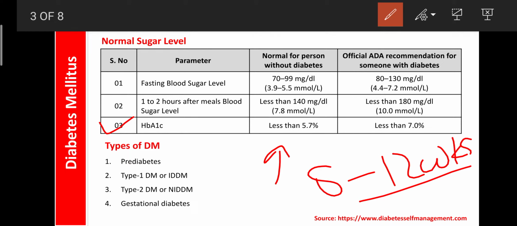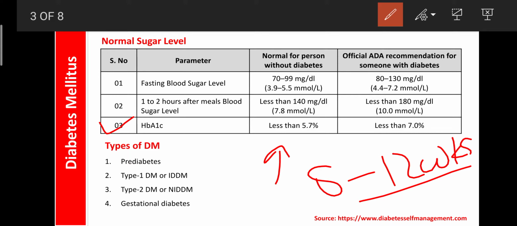In a normal person it should be less than 5.7%. If the HbA1c percent is normal, less than 5.7%, it indicates that in your body the blood sugar level is normal, or can be managed very well. It never increases in the last 8 to 12 weeks. It means it reflects the blood sugar in our blood over about 3 months.